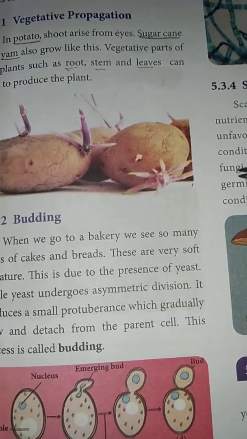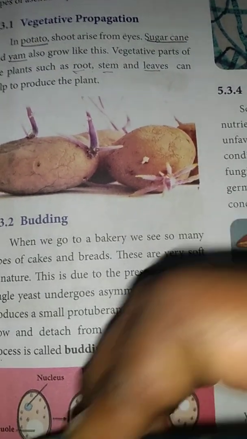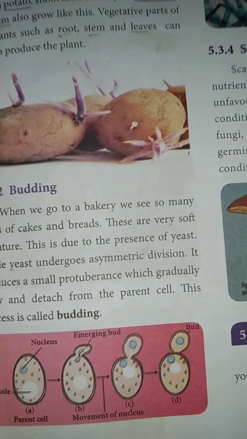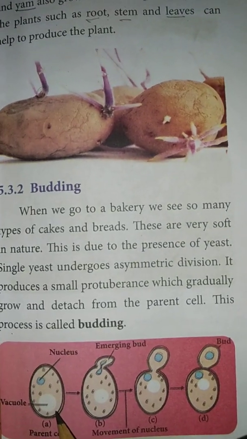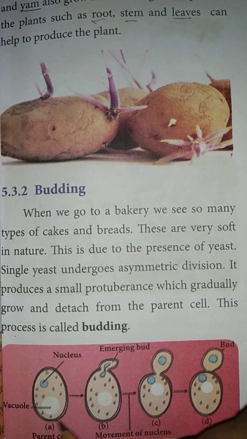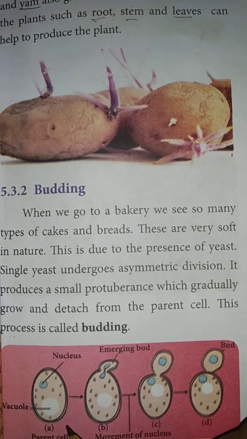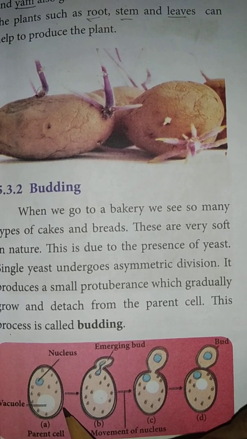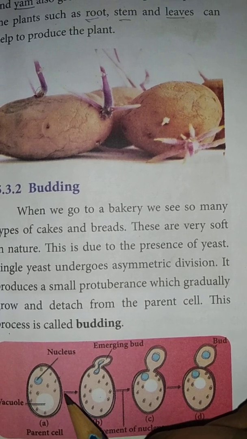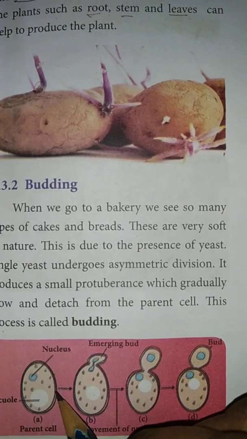Next one is budding. Budding means yeast. Yeast is used for fermentation purposes. It is one of the fungi. In structure it is very simple. It is a fungus. For fermentation, it is used in bakeries to make things rise.